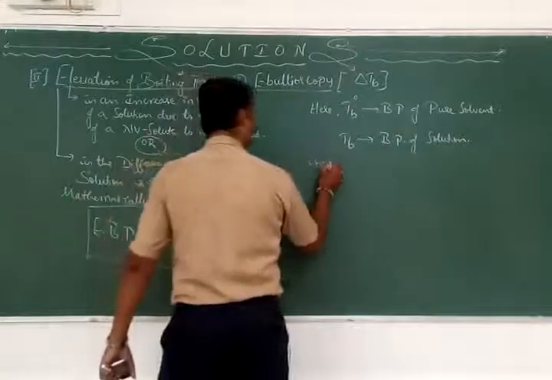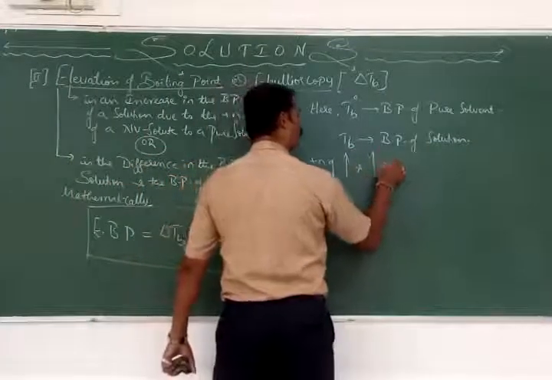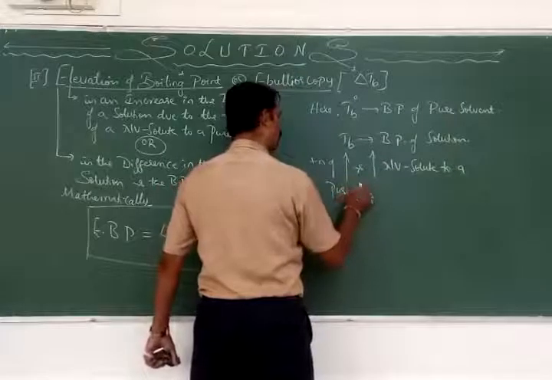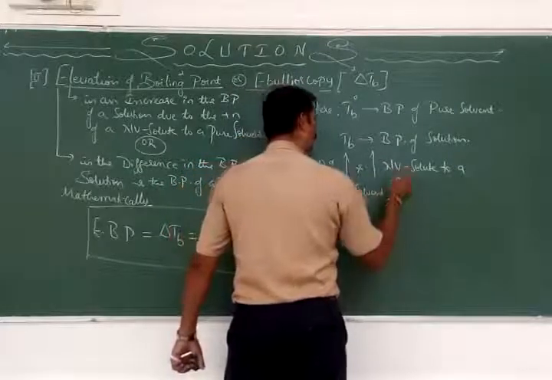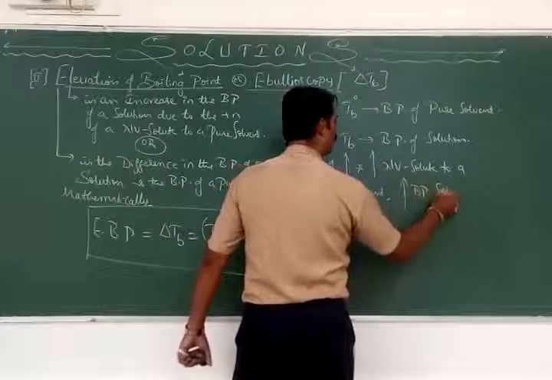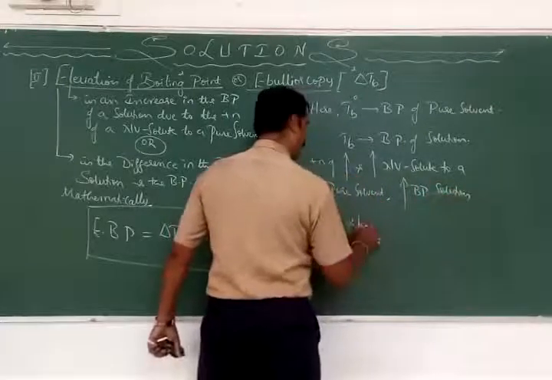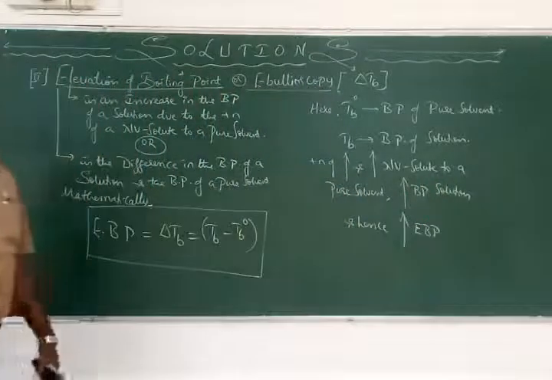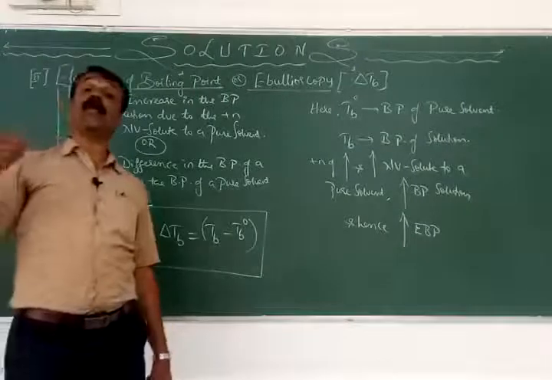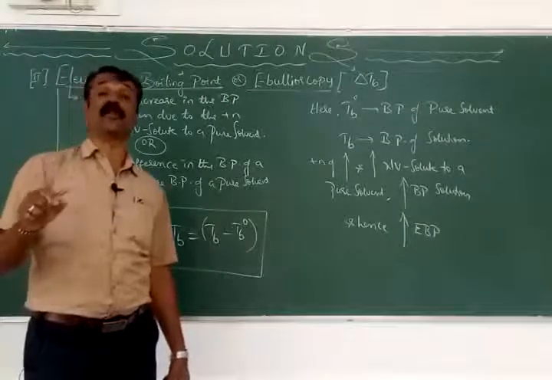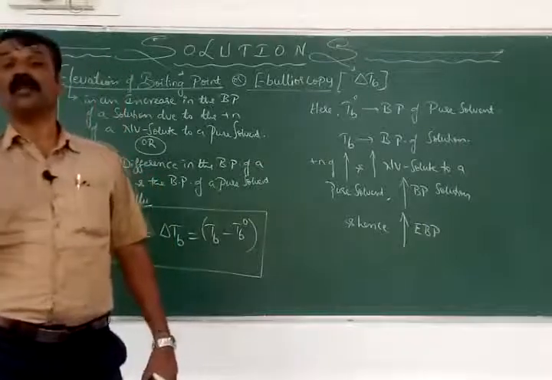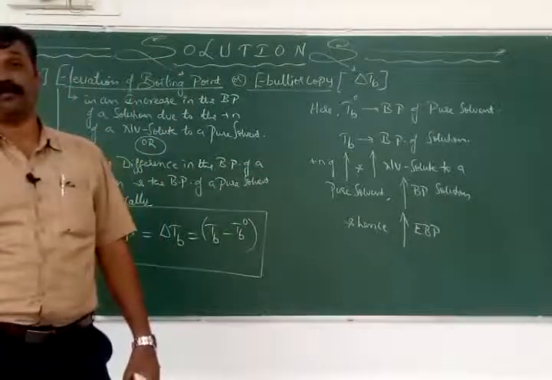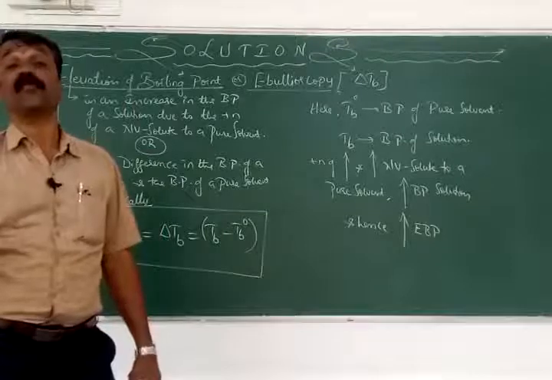Addition of more and more non-volatile solute to the pure solvent increases the boiling point of the solution and hence increases the EBP, the elevation of boiling point. If we add more and more non-volatile solute to the pure solvent, the boiling point of the solution still goes on increasing, and that increases the elevation in boiling point. Okay? So we are indirectly proving that it is an example of a colligative property.